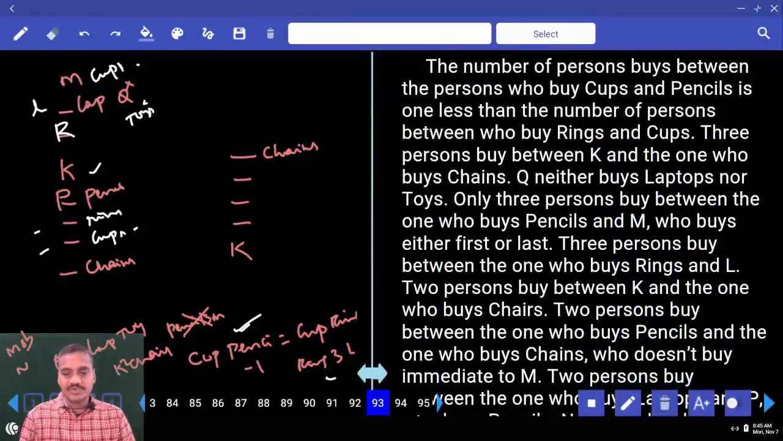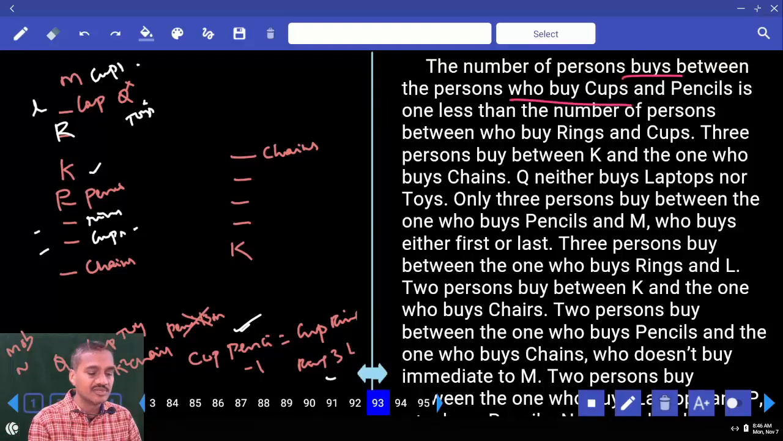Now, number of persons between cup and pencil is 1 lesser than the number of persons between ring and cups. Mari ring ki cups ki madhya entha undali cheppandi? Now pencil is here, cup is here. Now it is 1 lesser than. Cup and pencil is 1 lesser than ring and cup. Mari ring and cup manaki ippudu entha undali cheppandi? Now ring and cup there must be exactly 2 persons. And exactly 2 persons, mari ekkada undali cup and this one?